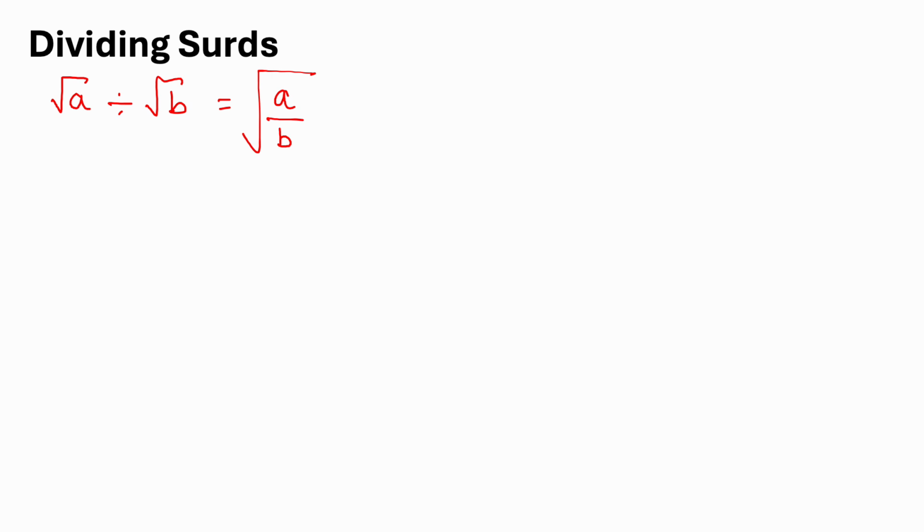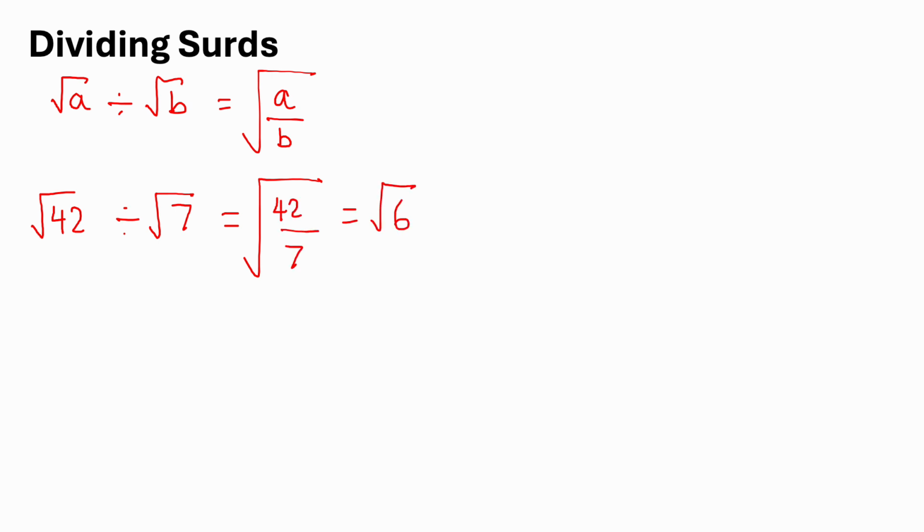So for instance, if we have root 42 divided by root 7, that's the same thing as saying 42 divided by 7 square rooted, which is root 6, like so.